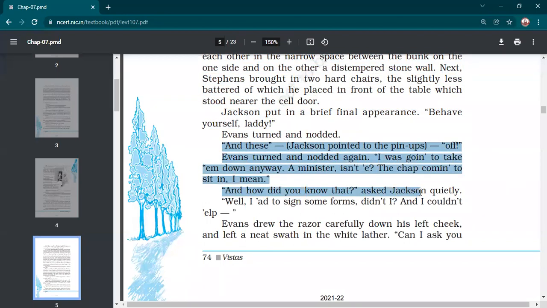At these, Jackson pointed to the pinups. Evans turned and nodded again. I was going to take them down anyway. A minister is he not, the chap coming to sit in, I mean. And how did you know that? Asked Jackson quietly. Well, I had to sign some forms, didn't I?